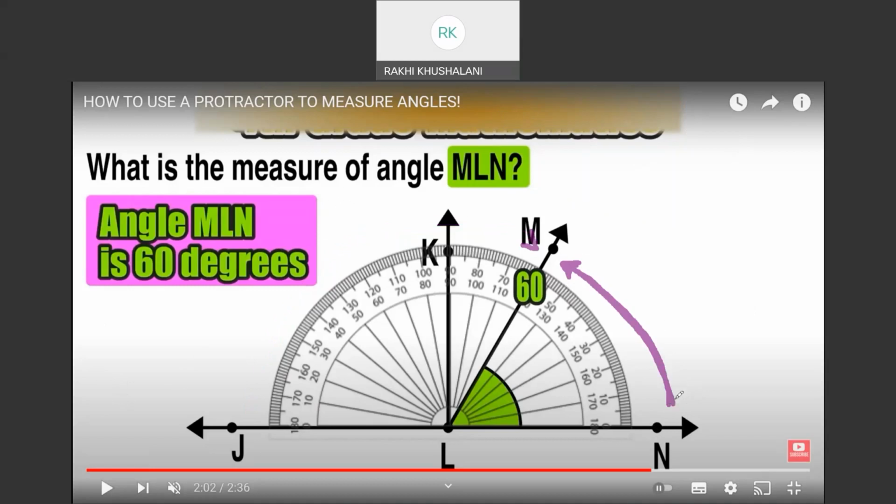We do it the other way also, but I will not do that confusion. We will start counting from zero, and right now, this is where it's coinciding. So the measure of the angle is 60. I hope this part is clear to you. I will show you one more.